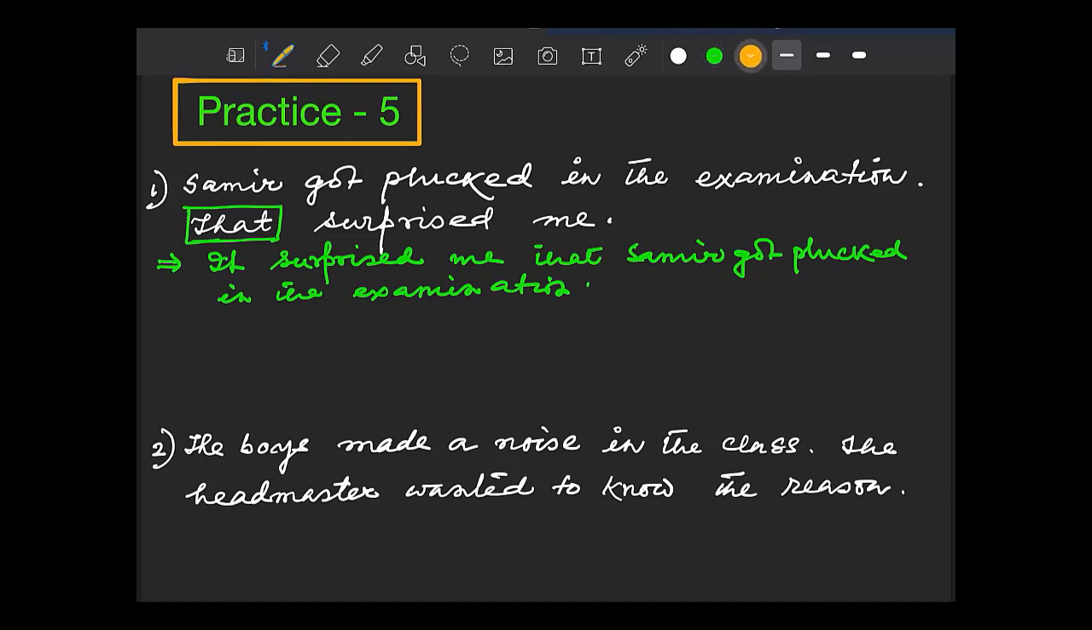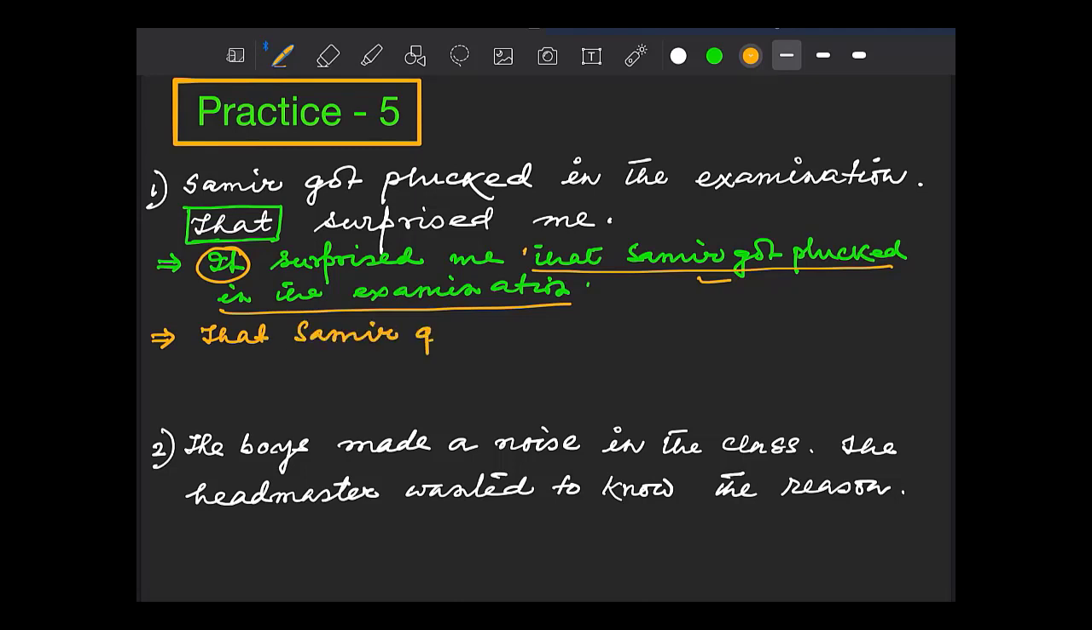Okay, that, this one is used here as a postponed subject. This is the subject and this is the actual subject postponed. Okay, we can write another way. First write this one. Put the actual subject: that Somir got plaqued in the examination.